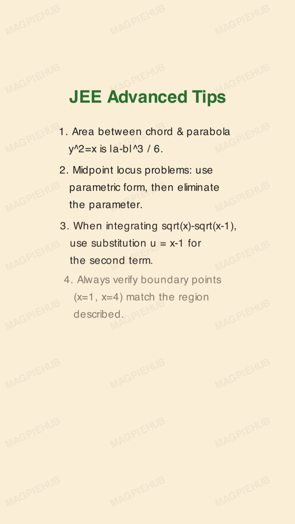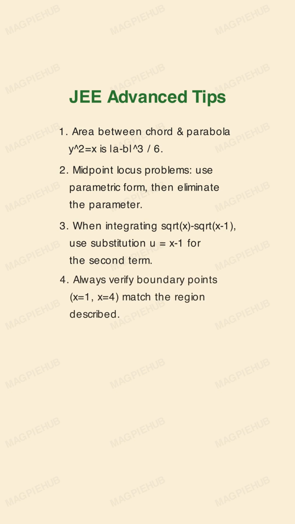Third, when integrating √x minus root of (x minus 1), use the substitution u equals x minus 1 for the second integral. Finally, always verify that the boundary values x equals 1 and x equals 4 are consistent with the region described.